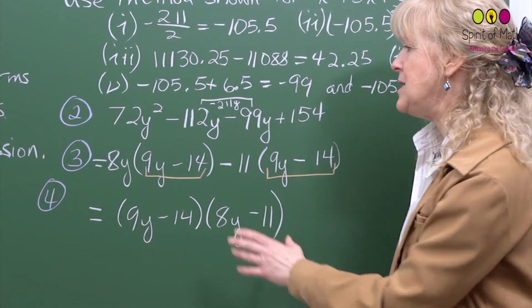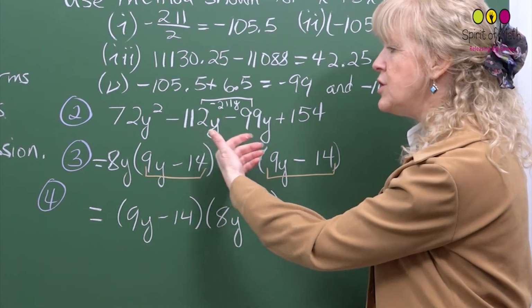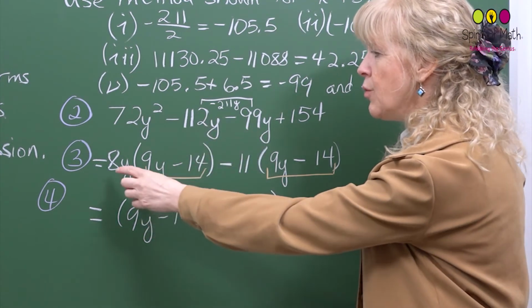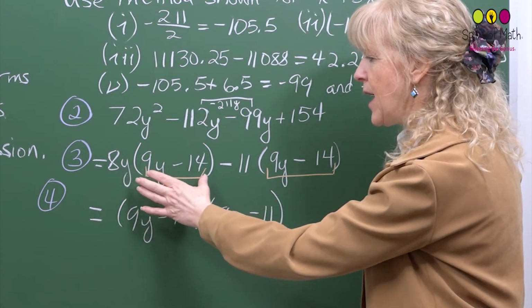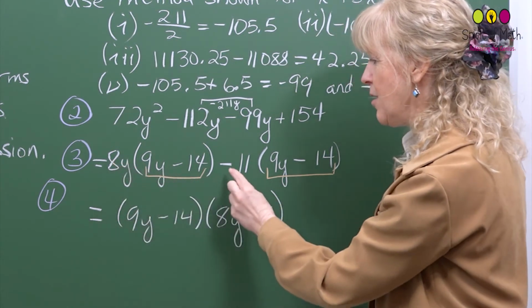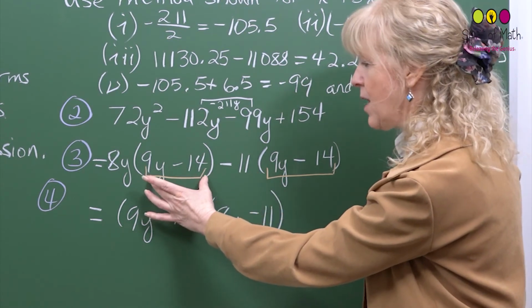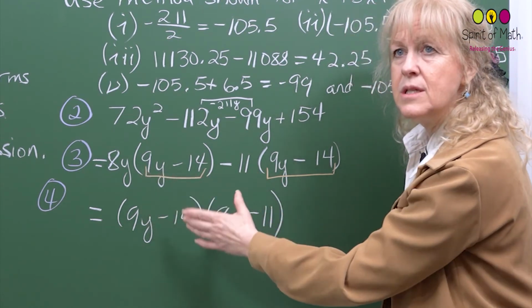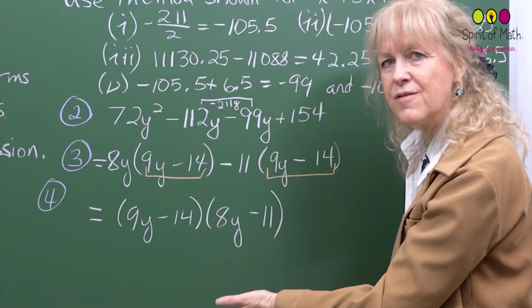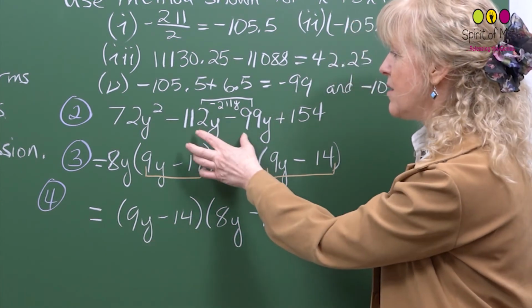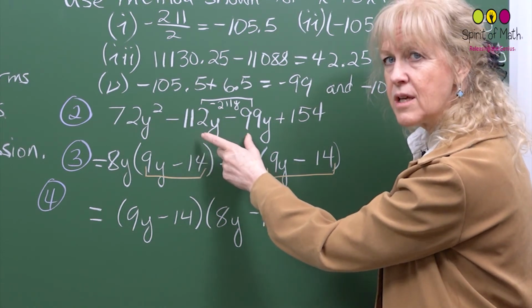If you had switched this around, you would have had a different common factor coming out, but you would have ended up still with a 9y minus 14 over here, and you would have had inside here 8y minus 11. So it still comes out, it's just in a different order. You'll still get the same answer. So it doesn't matter which one comes first or second.